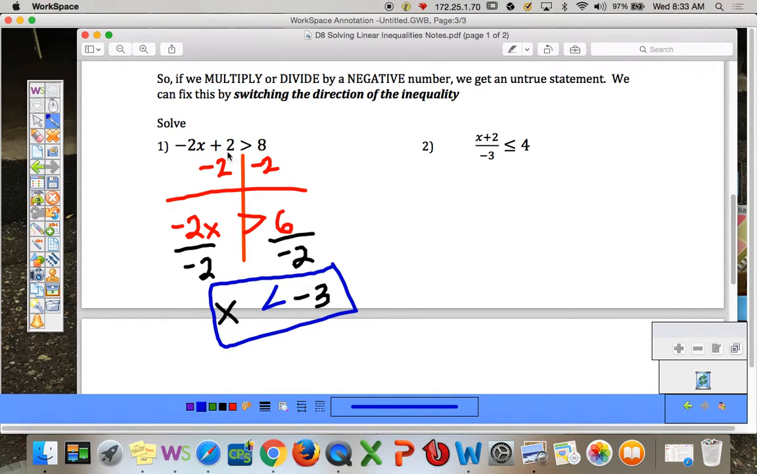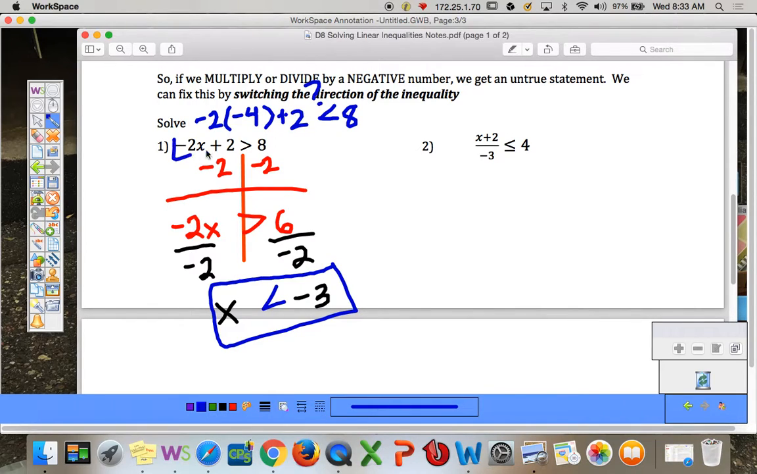If we plug in any number here where x is less than negative 3, this will be a true statement. So let's try it. What number is smaller than negative 3? Negative 4 is, so let's try that. Is negative 2 times negative 4 plus 2 less than 8?